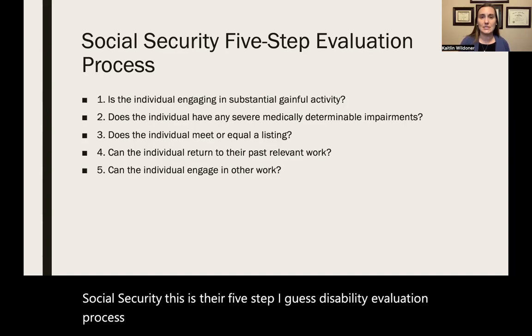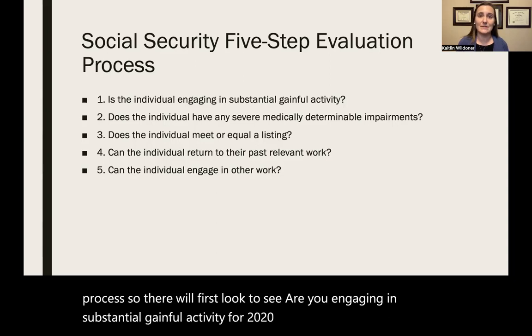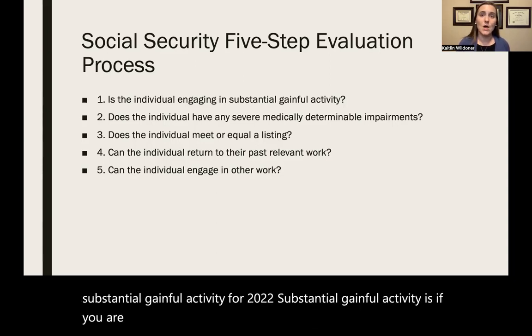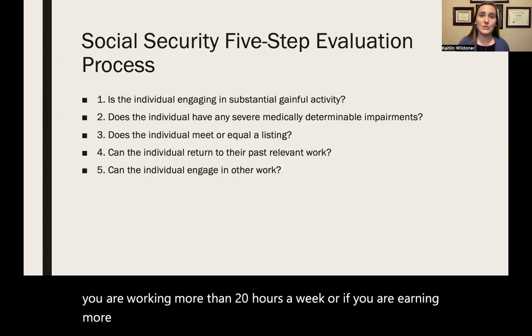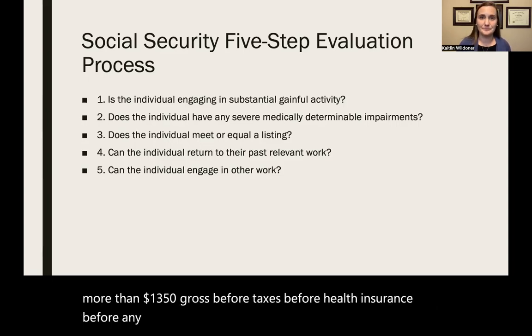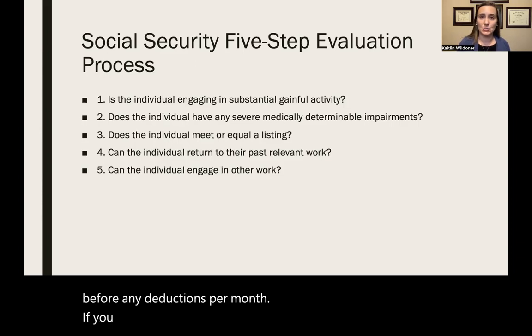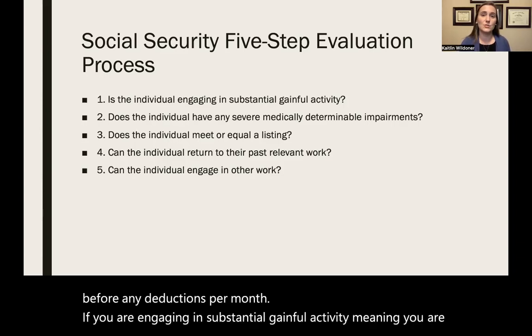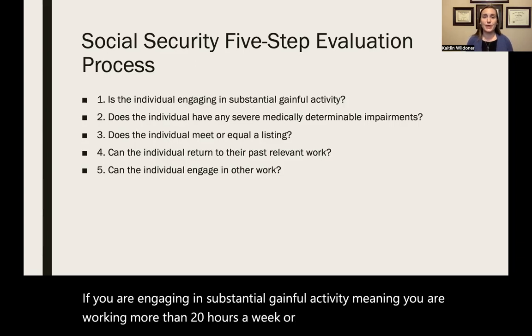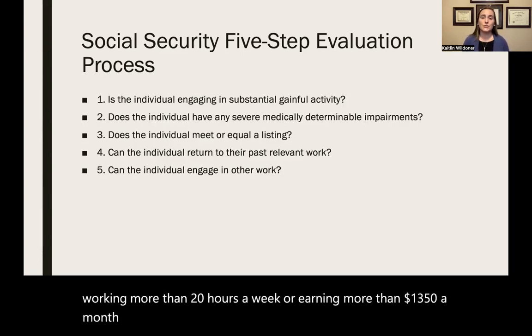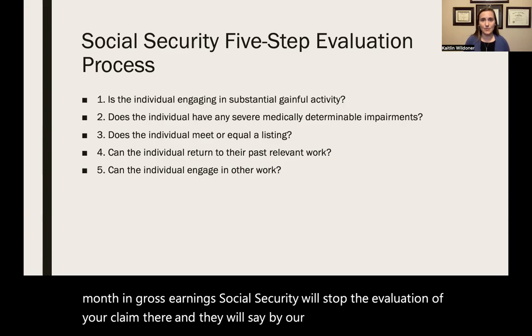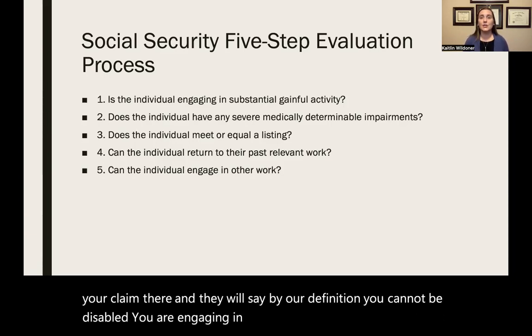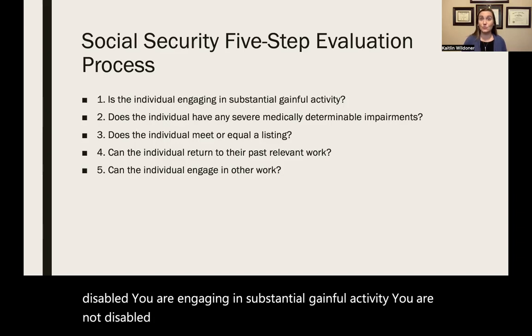So they will first look to see, are you engaging in substantial gainful activity? For 2022, substantial gainful activity is if you are working more than 20 hours a week, or if you are earning more than $1,350 gross before taxes, before health insurance, before any deductions per month. If you are engaging in substantial gainful activity, Social Security will stop the evaluation of your claim there, and they will say, by our definition, you cannot be disabled. You are not disabled. Case stops there. That's when you'll get a denial letter.